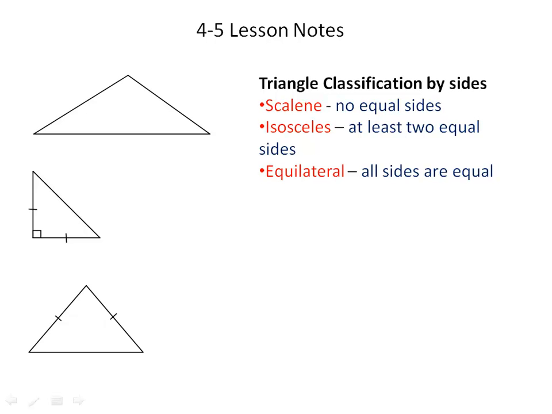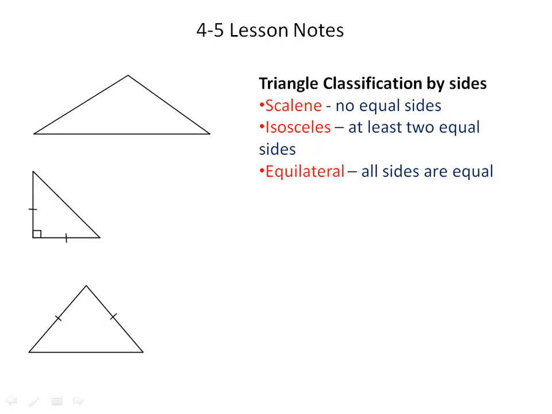You should note that an equilateral triangle meets the definition of isosceles, at least two equal sides, so it's also an isosceles triangle. However, the converse of that is not true. An isosceles triangle does not meet the definition of an equilateral triangle because only two sides are equal. So if it's equilateral, it's also isosceles, but if it's isosceles, it's not equilateral.